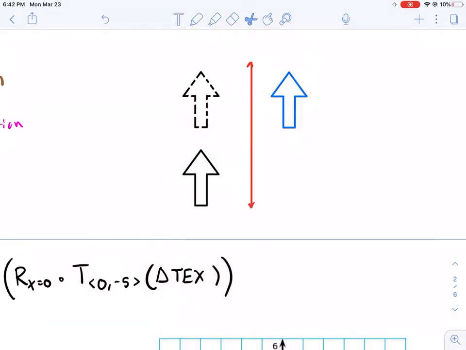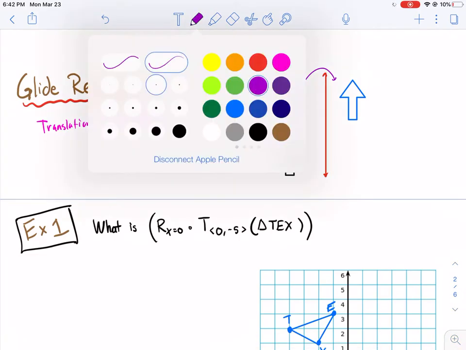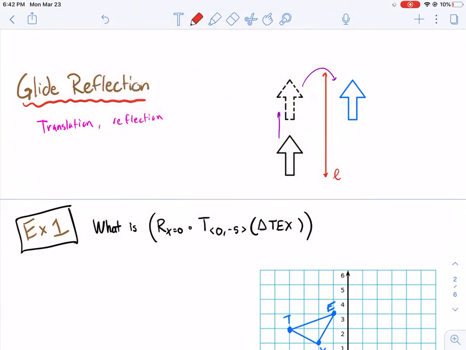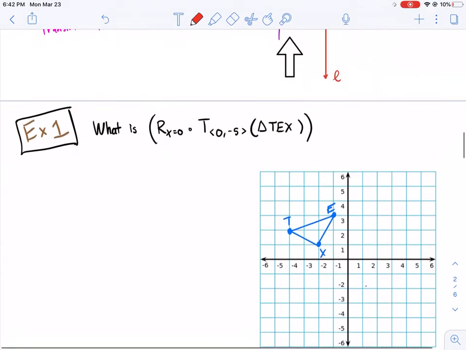Okay, so glide reflection is first a translation. Boom, we translate this up, and then we reflect it over a particular line, and we can call this line L. Something just kind of a nuance, but let's get into an example that you will probably see.